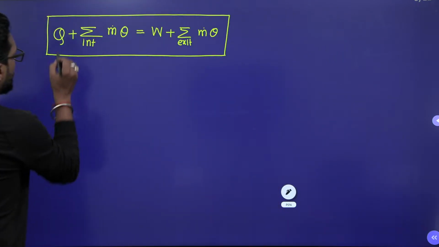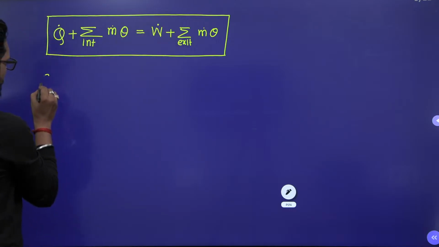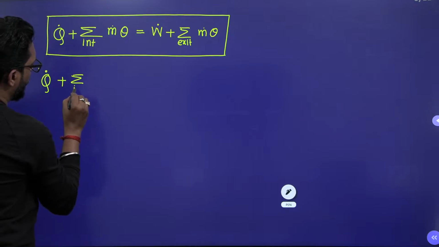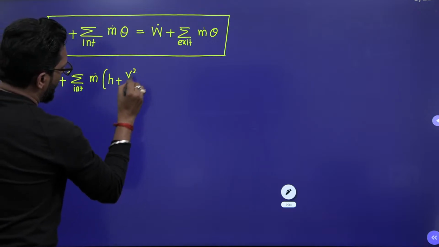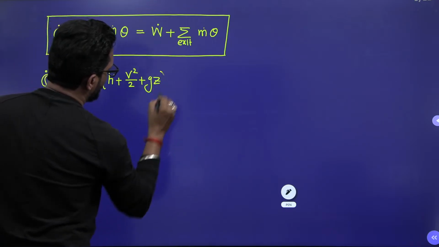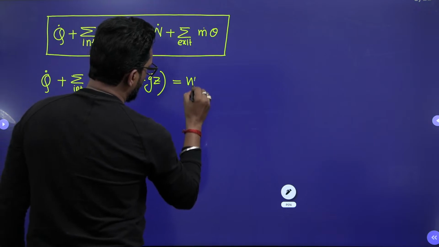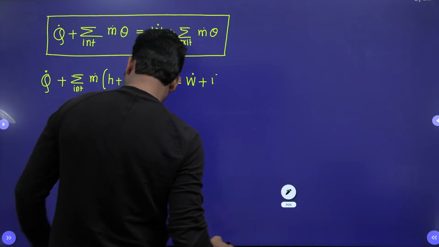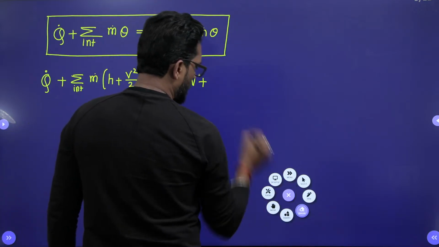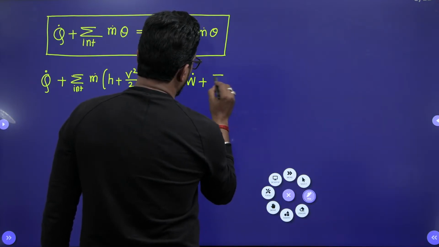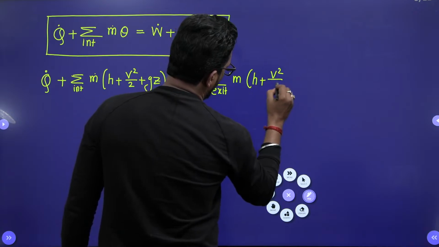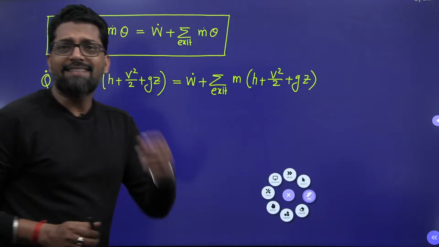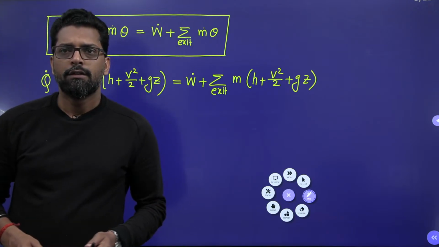Now if you explain this, this is on a rate basis, mind it. That means net rate of heat transfer, plus summation of all inlet m dot, what is theta? h plus V square by 2 plus gZ, is equal to W dot plus summation of exit m dot, h plus V square by 2 plus gZ. Dear student, there is one catch.